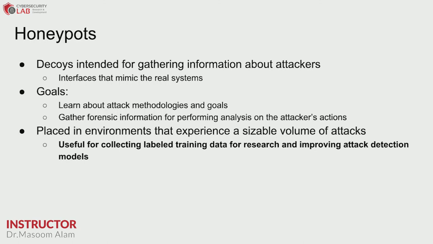One really important thing in the context of machine learning is that it is useful for collecting labeled training data for research and for improving the attack detection models used in different security controls. We need to make the honeypots as realistic as possible. This is one of the major challenges in the use of decoys, that they are easily identifiable. So there are efforts to make honeypots as realistic as possible with the help of artificial intelligence. The data collected from the honeypots is then used as labeled training data for different security controls like firewalls, intrusion detection systems, and intrusion prevention systems.